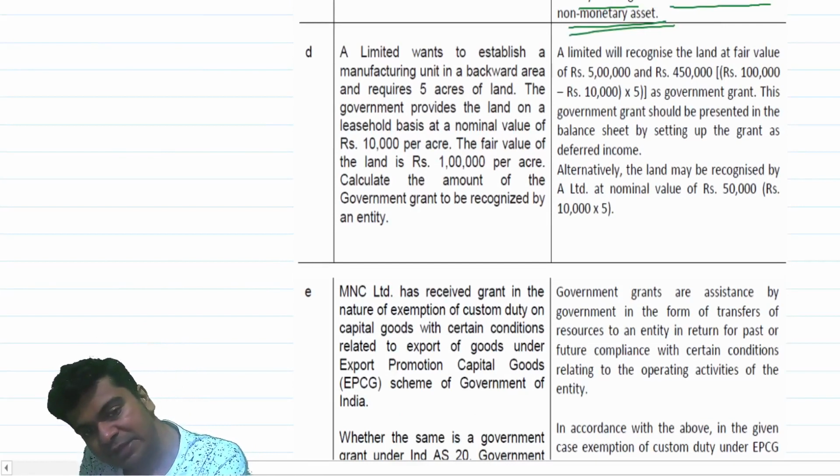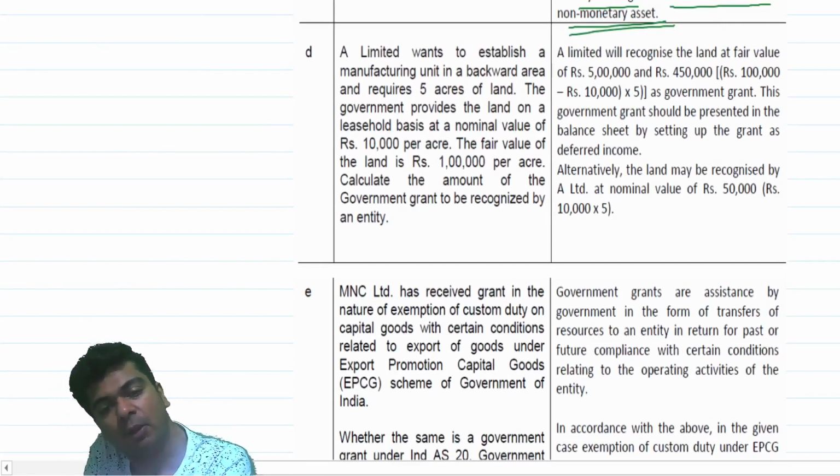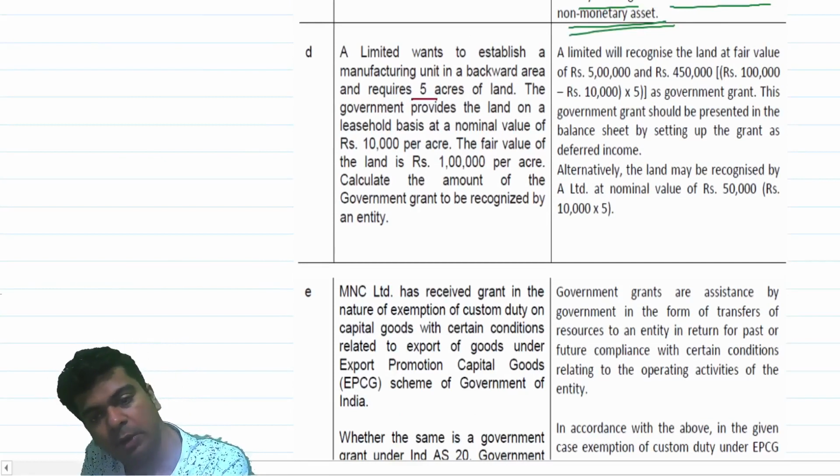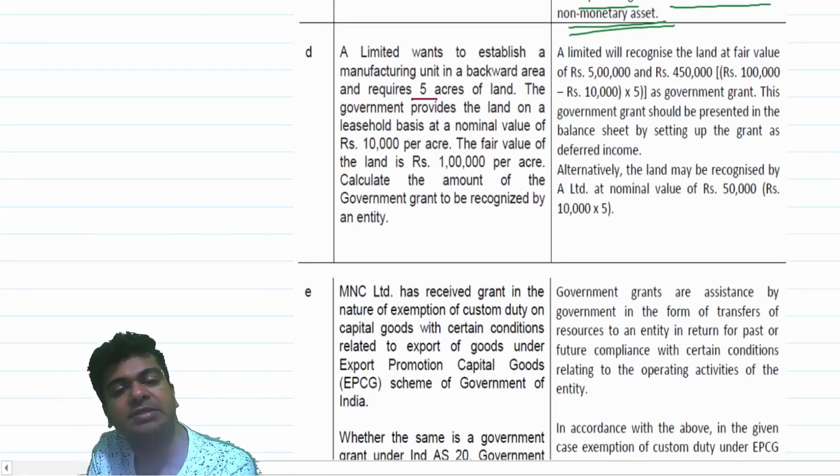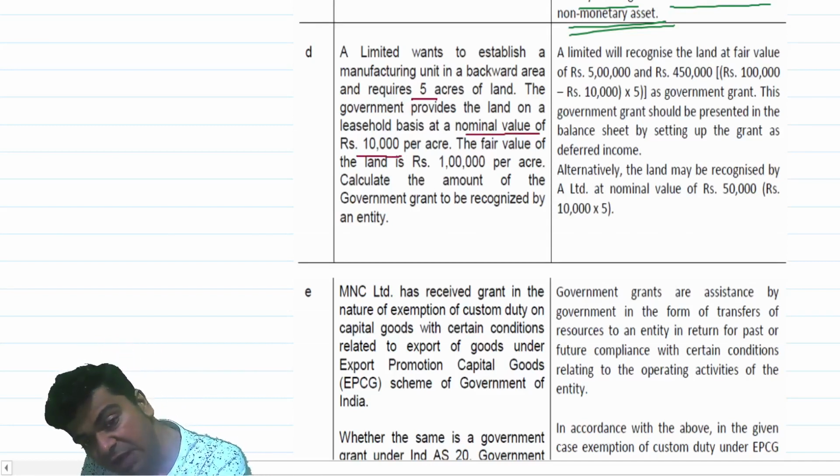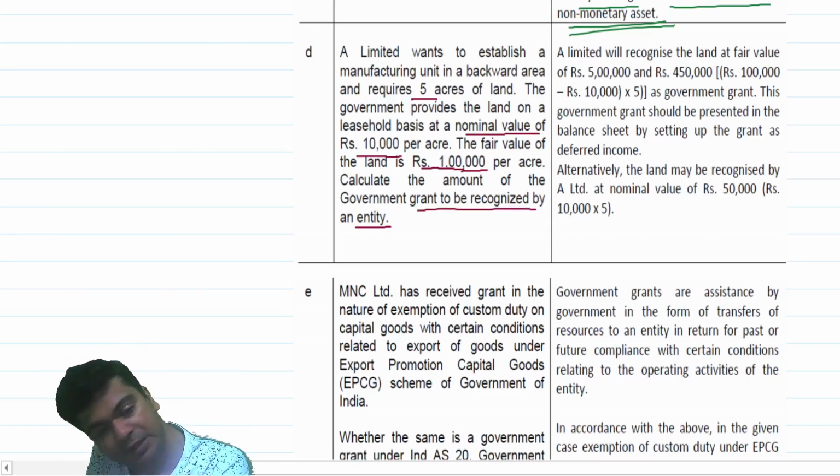A Limited wants to establish a manufacturing unit in a backward area and requires 5 acres of land. The government provides the land on a leasehold basis at a nominal value of 10,000 per acre. The fair value of the land is rupees 1 lakh per acre. Calculate the amount of the government grant to be recognized by the entity.